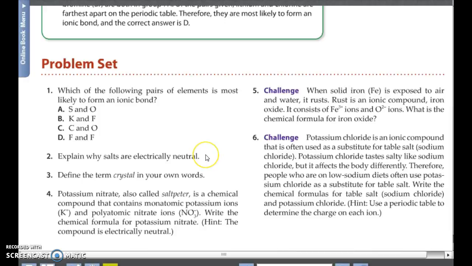So the overall charge on an ionic compound always equals 0. You take the charge of the cation and the charge of the anion, and how many of each atom there are. So table salt's easy, NaCl. Na is plus 1, chlorine's minus 1, 1 minus 1 is 0.